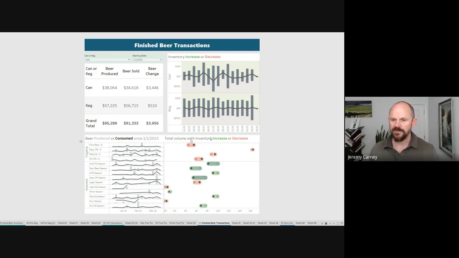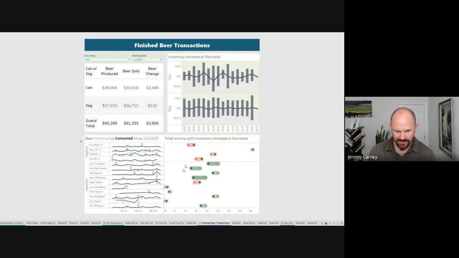Okay, and then finally what we're doing over here is we're summarizing some of that information. We're looking at, did we increase or decrease inventory during that period based on what our transactions are? We're plotting that on this chart. If it has a red line, that means we decreased inventory. So in this case, we sold more than we produced. So this has a red line, meaning we burned some inventory, about $1,000 of inventory for this one.